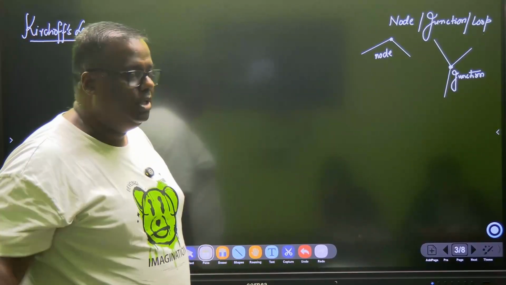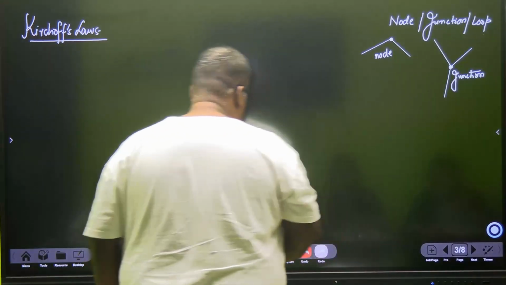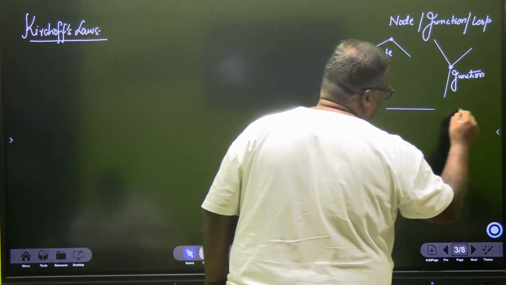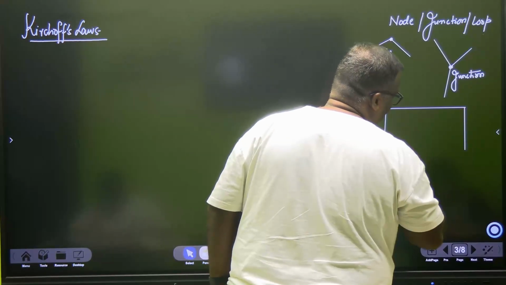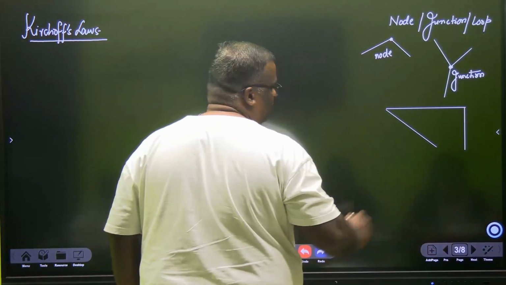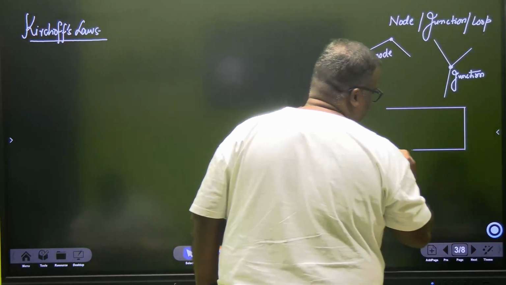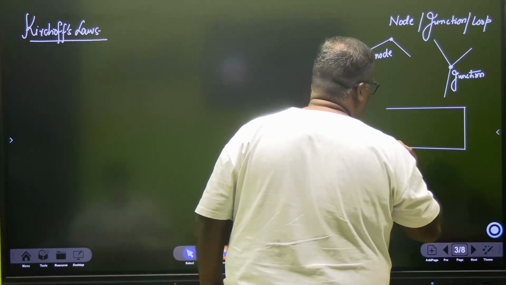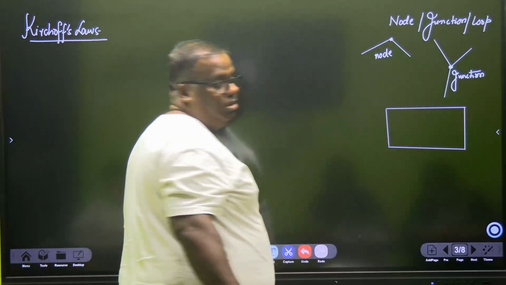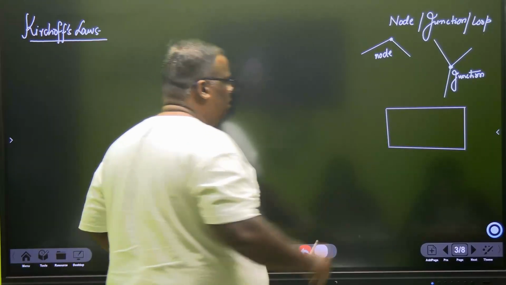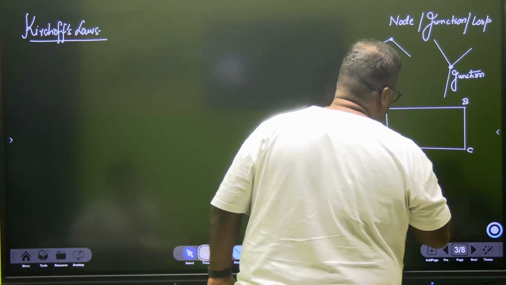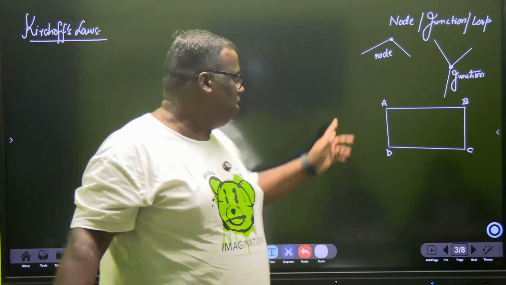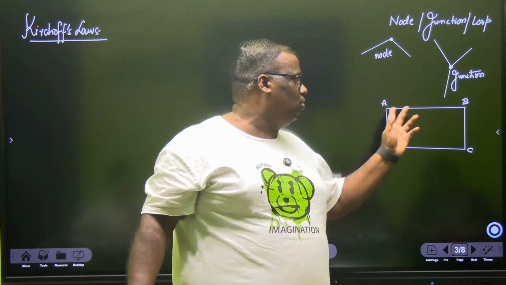And then comes something called a loop. A loop is a part of a circuit. Wherever you go, at the end of the day, you have to come back to where you started. We will dive more into loops. A loop is something like this. Okay, children, this is say A, B, C, D. So how do you go in a loop? You can start from any node. A loop is going to have nodes.